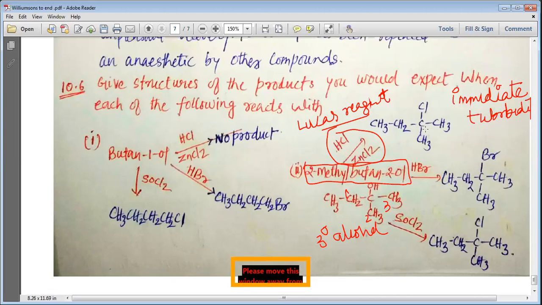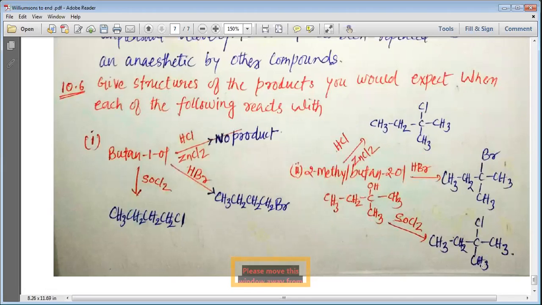It produces 2-chloro-2-methyl butane. In the same way, when HBr reacts with it, it gives us 2-bromo-2-methyl butane, and with SOCl2 it gives us 2-chloro-2-methyl butane. So this is how we get to know the various products that we may get from these various reactants.